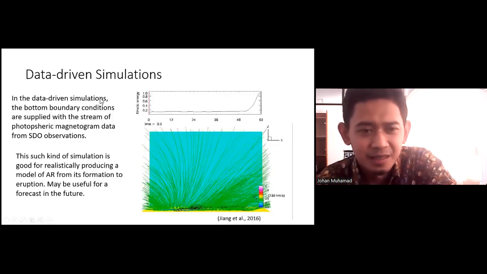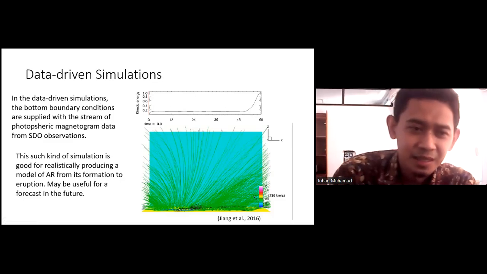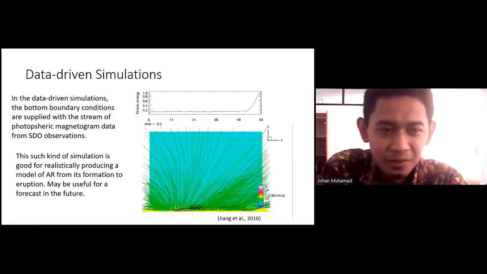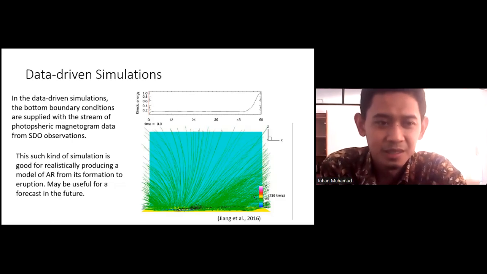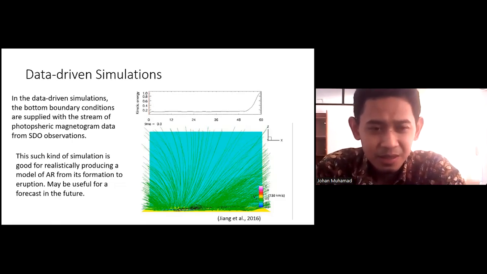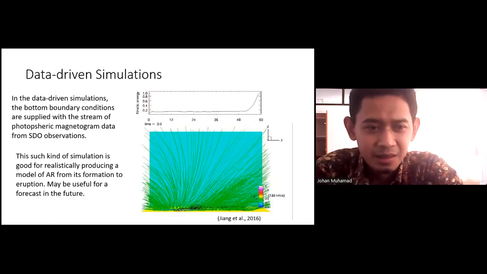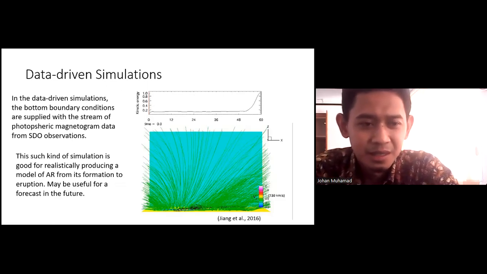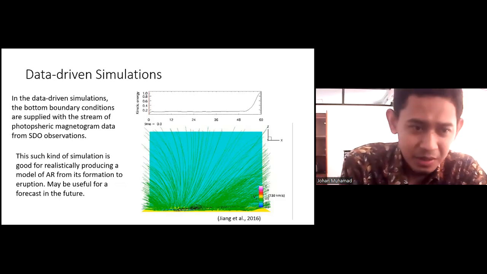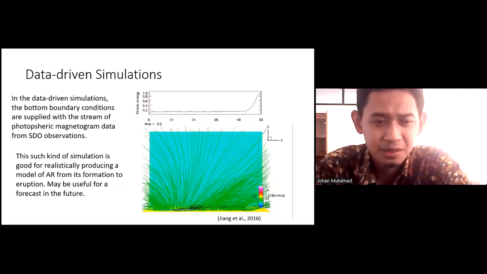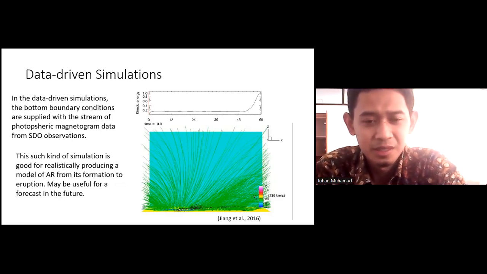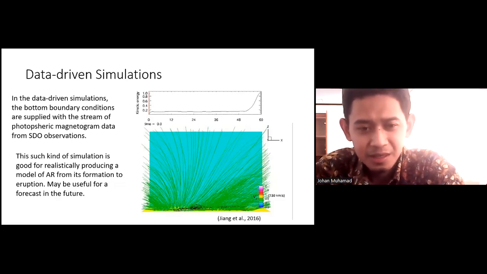In the previous slide, I showed you the data-constrained simulation. And this one is a little bit different. This one is a data-driven simulation. In the data-constrained simulation, you only put some constraint at the beginning of the simulation, but in the data-driven simulation, the bottom boundary condition is supplied with a stream of photospheric magnetogram data from SDO observation. So the observational data control the simulation time by time.